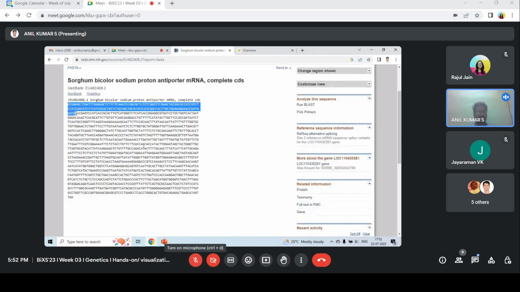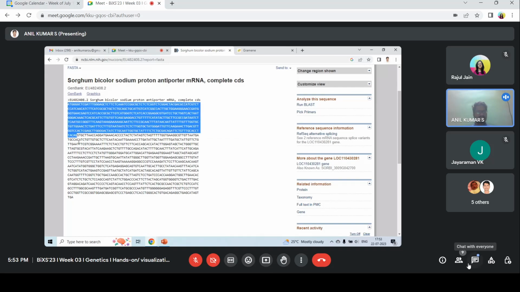If you get a sequence like this, please keep it aside and in the next tab, open Gramene. In the first step, we are searching for the sequence of a known gene, and we are trying to find out the sequence of the gene in another species. Suppose this is a sequence in Sorghum bicolor, and the gene name is sodium proton antiporter. And now we are searching for sodium proton antiporter in some other plant. First, save this sequence. Open the sequence and keep it aside.